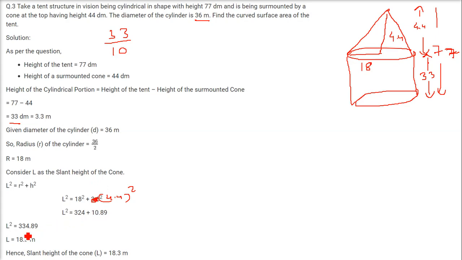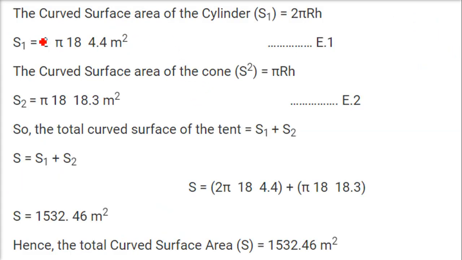Okay, this is 4.4, height of the surmounted cone. So we are interested in the slant height of the cone. So 4.4 square will be there. And this L will come as 18.3. Let me show you the calculation. So this 18 square will be 18 into 18, is 324, plus 4.4 into 4.4, and this is going to be 343.36. Okay, and just take the root of this one. When we take the root of this one, it is going to be 18.3. Now the slant height is also known.